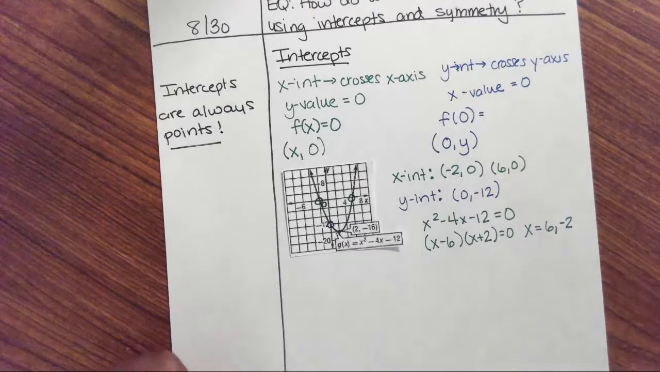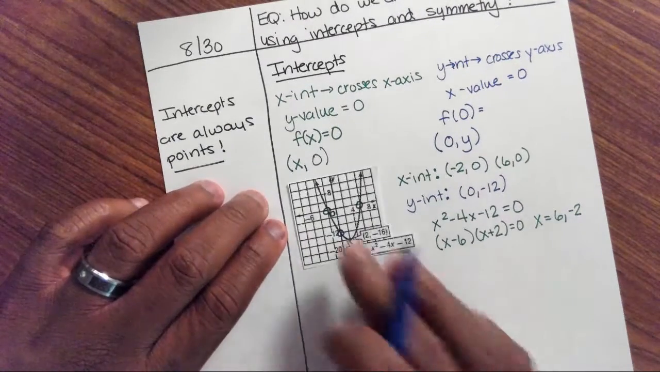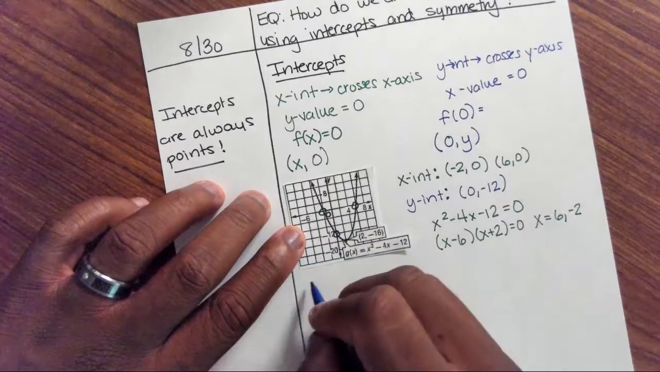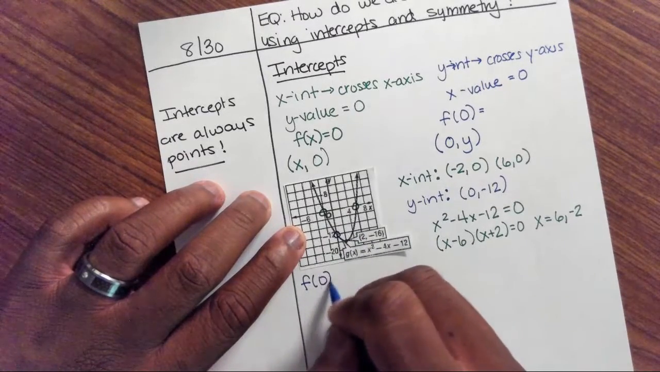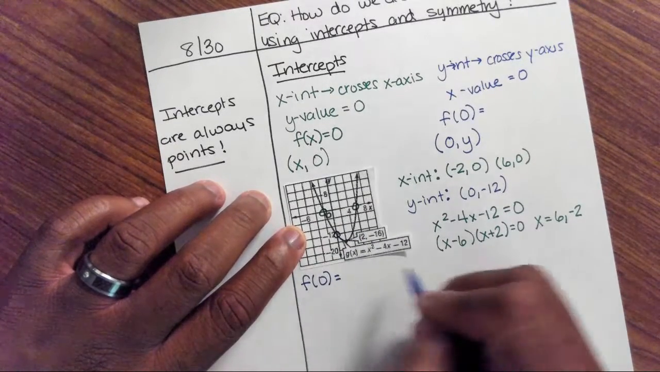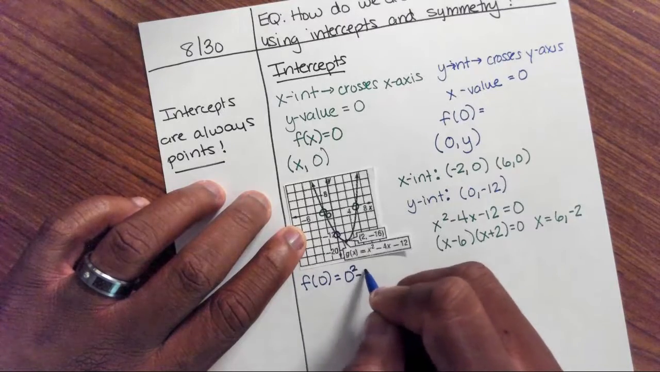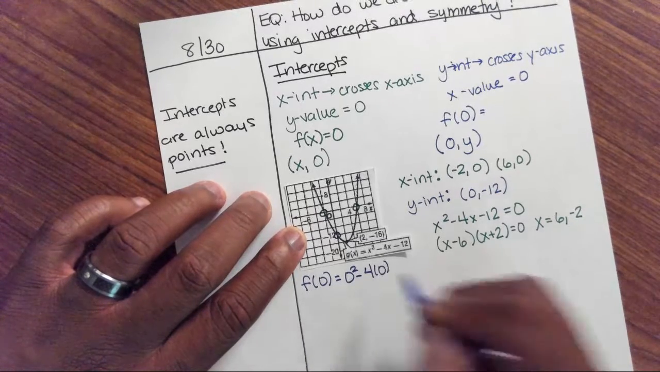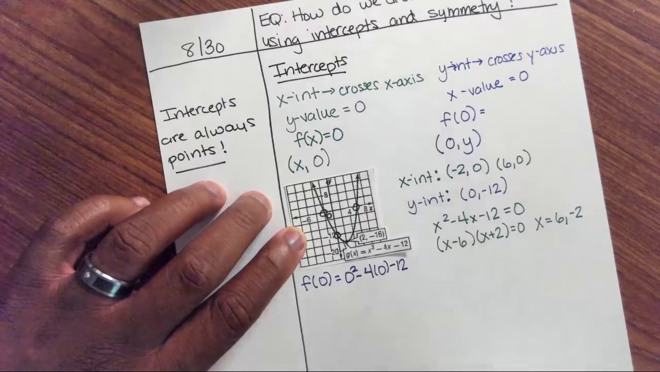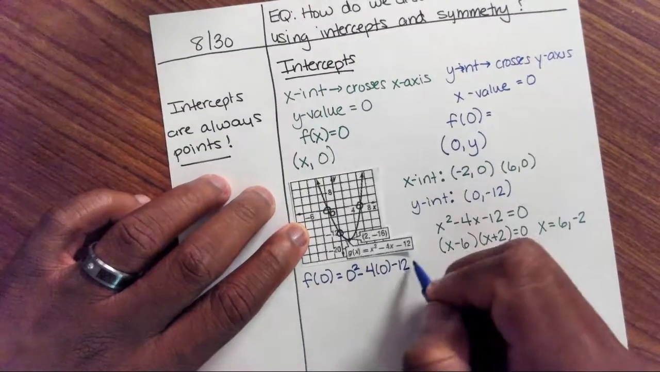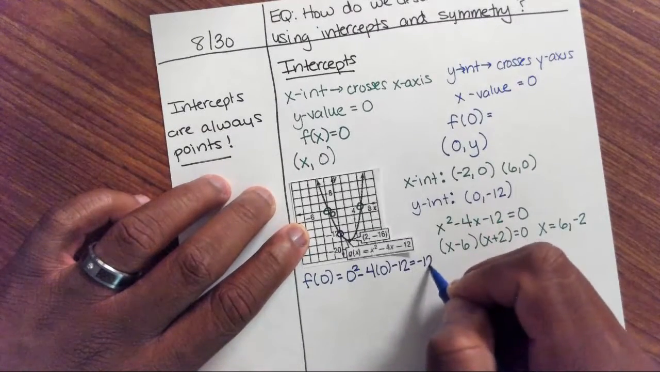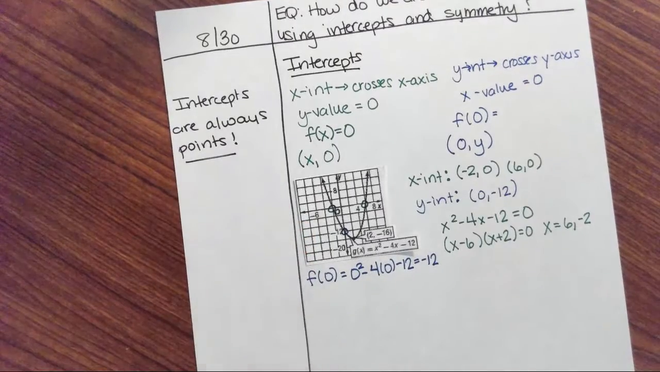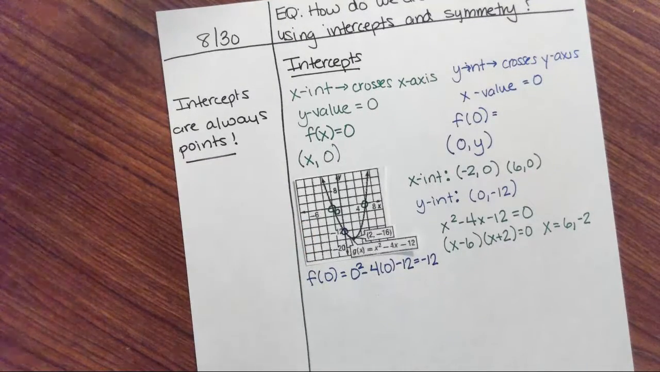How do you find the y-intercept? Set your x equal to 0 in this equation. So you're evaluating this function at f of 0. It'll be 0 squared minus 4 times 0 minus 12, which is equal to just what? Negative 12, which is the point we already got, 0, negative 12, right? Okay with that one? Everybody good with that? So let's look at the other parabola then.